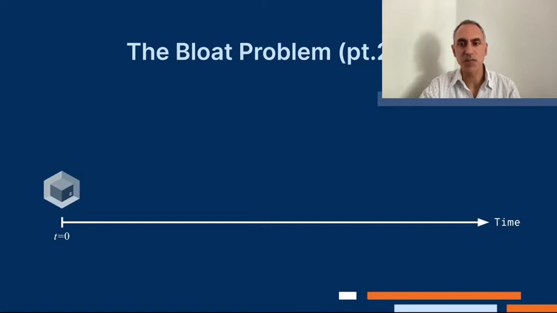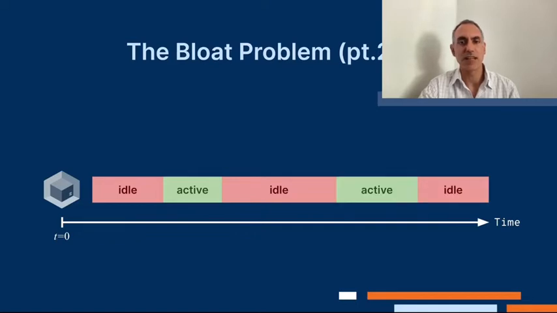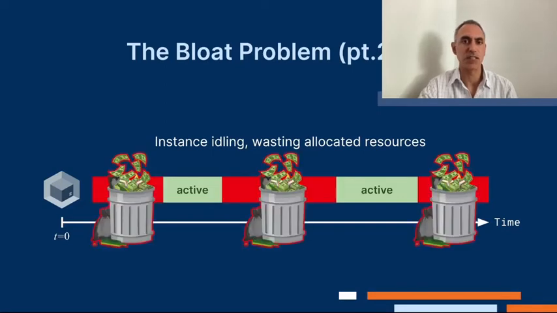The second part of the problem has to do with time. When your service or virtual machine starts, it's at first idle until the first client request arrives. Then it does useful work, but then it goes idle again. And every time it's idle, you're still paying for services that are not really doing any useful work. And that's costing money too.